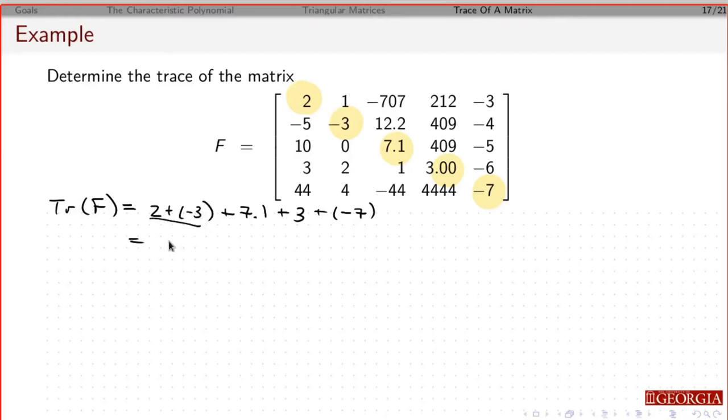So let's see, 2 plus minus 3 is going to be minus 1. So it's going to be 10.1 minus 7. So this is going to be 10.1 minus 8, or 2.1. Okay, so this is just a function. It's usually abbreviated tr, and it just means take the diagonal entries and add them up.